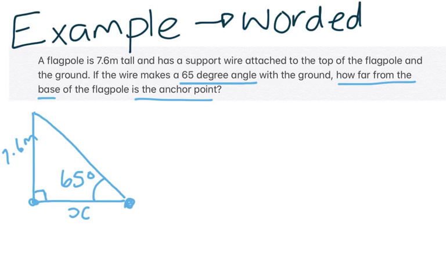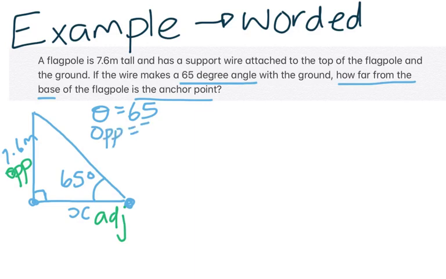Now, remember to start our question, we label our sides. So we've got the opposite because it's across from the 65 degrees. And then we have the adjacent because it's right next to it. Again, no information on the hypotenuse. Now, if there's no information on the hypotenuse, it means that we must be using tan because tan doesn't involve the hypotenuse. So we can write down our information. The angle is 65, the opposite is 7.6, and the adjacent is what we need to find out.